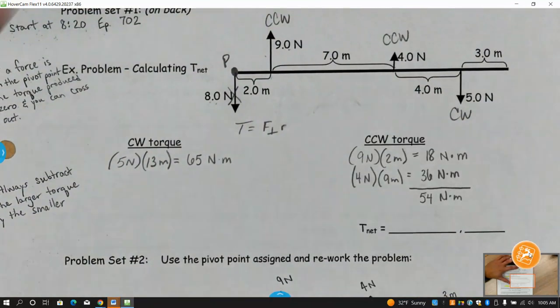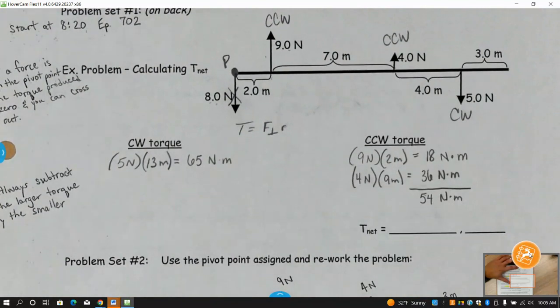Okay, now we got to ask, are there any other clockwise? No. Nope. Okay. Ms. Lombardo, what do I do now?